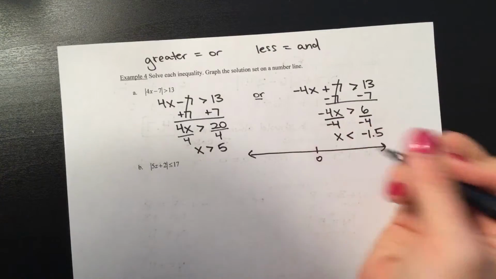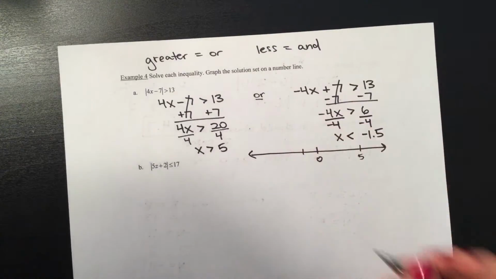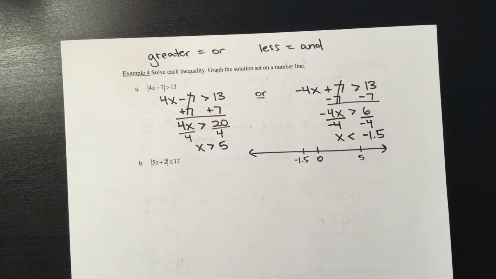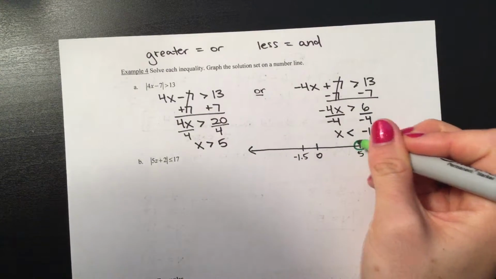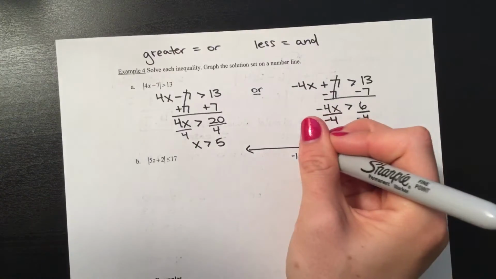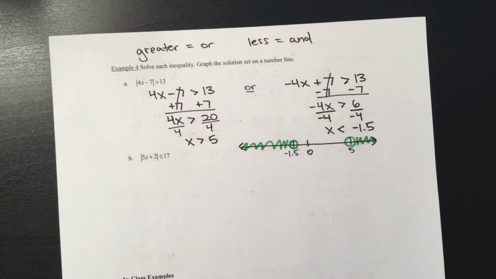Okay, so here's 0. That would put 5, maybe around here, and then 1.5 right there. So I have greater than 5 or less than negative 1.5. So greater than 5 means I put an open circle on the 5 and I shade to the right, and then less than negative 1.5 means I put an open circle here and I shade to the left. So that would be my final answer.